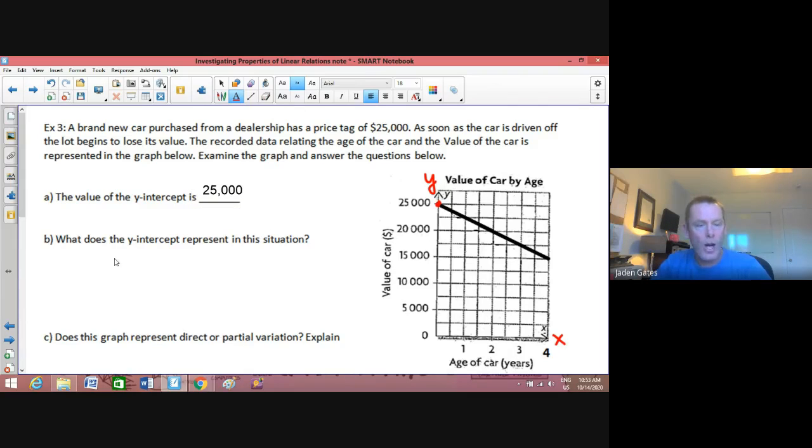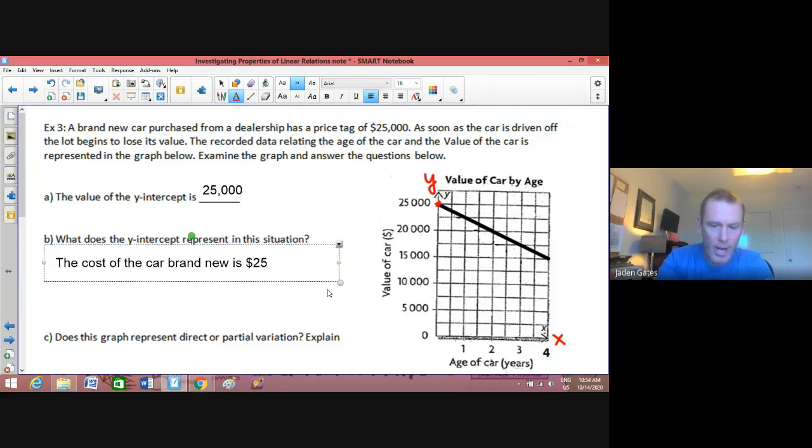All right, now, what does the y-intercept represent in this situation? So again, you look at this point and you go down and you see that, well, the age of the car, that's 0, and the value would be 25,000. So what does it represent? It is the price of our car brand new. The cost of the car brand new is our $25,000.